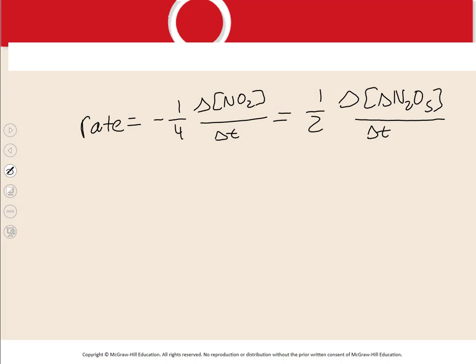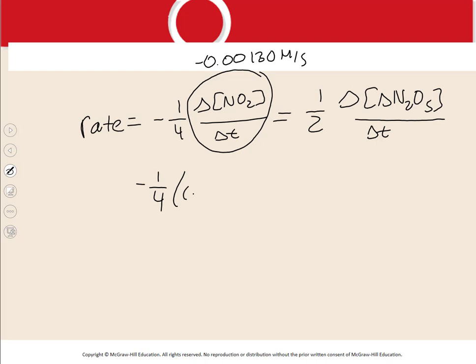We were given that this right here is negative 0.00130 molar per second. So negative 1/4, negative 0.00130 molar per second equals 1/2. And this is what we're solving for. What is the rate of change for N2O5 over time?